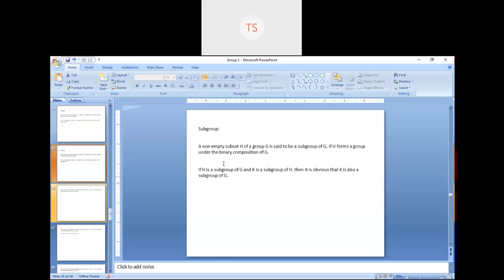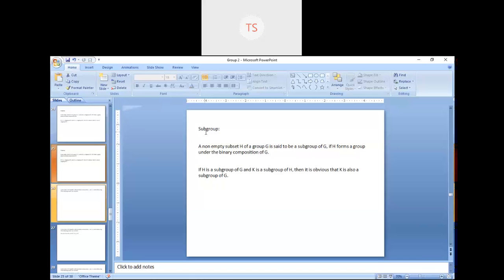So here today we have done the definition of semi-group, then monoid and subgroup. Okay. So can anyone tell me the definition of a semi-group? What is the condition to satisfy to form a semi-group? Yes, a non-empty set, if it satisfies the associative property, then we call it a semi-group. Now, what is a monoid? A semi-group which has an identity element is called a monoid.